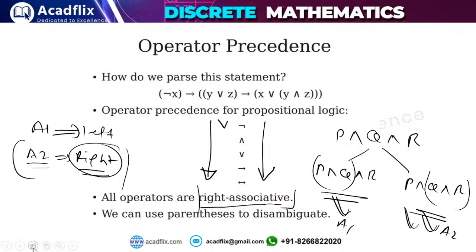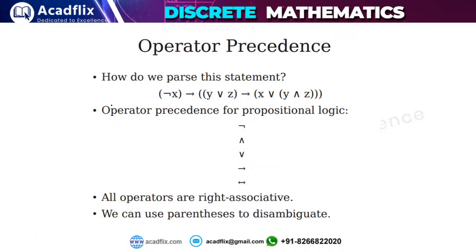Okay, so this is about operator precedence. If anyone has any doubt, you can ask, or we can solve one more question. So: negation of P and negation of Q, implication R disjunction Q. What will be the execution order?